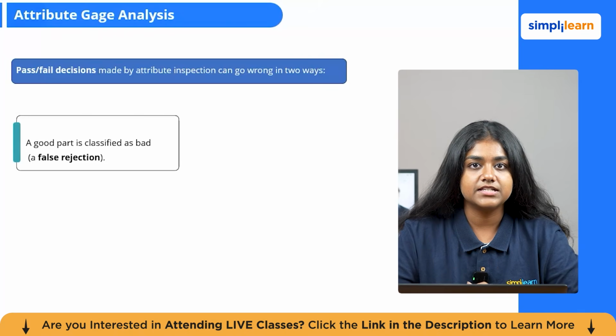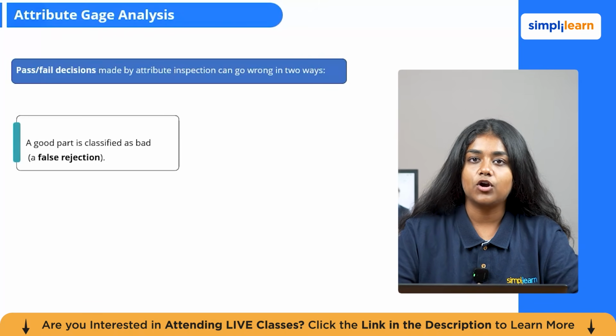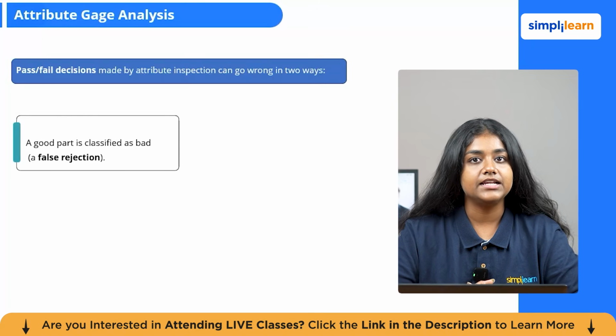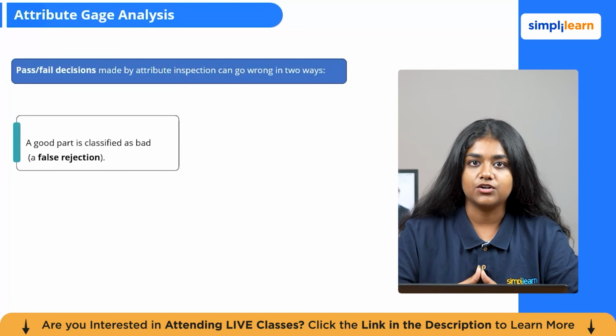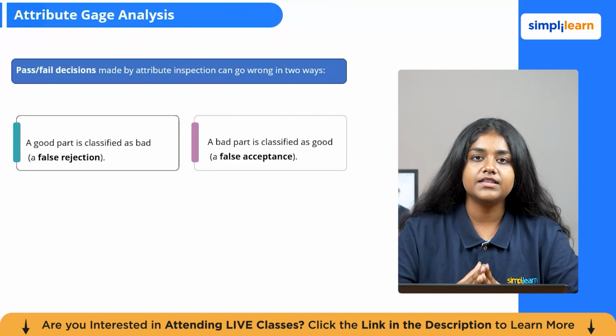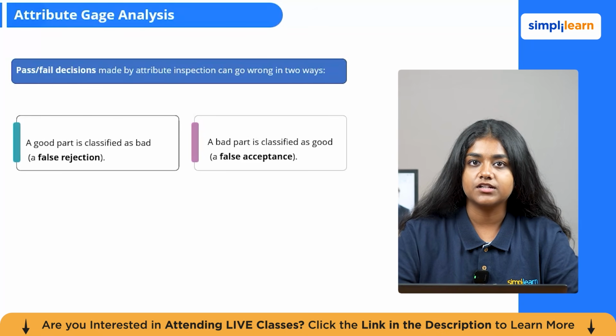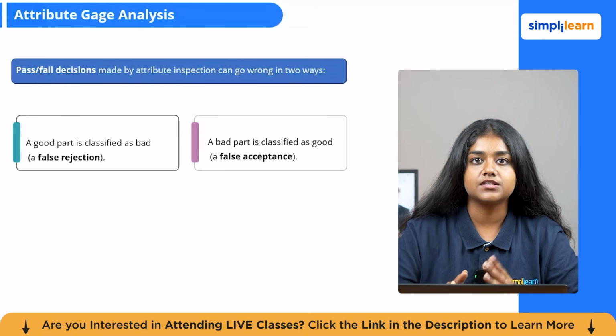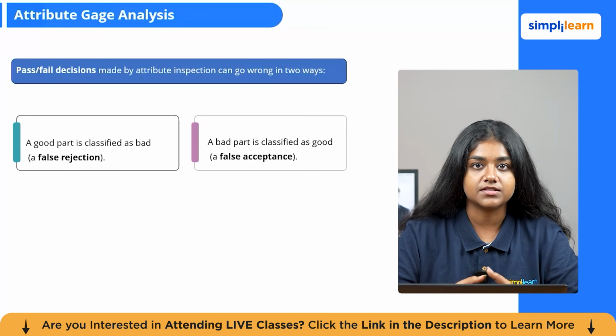A good part classified as bad is a false rejection. The product actually meets requirements, but the inspection system rejects it. This can lead to unnecessary scrap, rework, extra inspection, delayed production, and higher cost. A bad part classified as good is a false acceptance. This product does not meet the requirement, but the inspection system accepts it. This is usually more serious because defective product may reach the customer, causing complaints, returns, warranty claims, or safety risk.